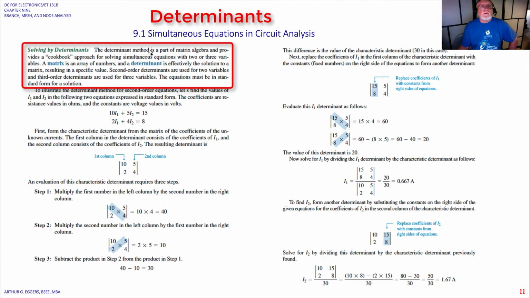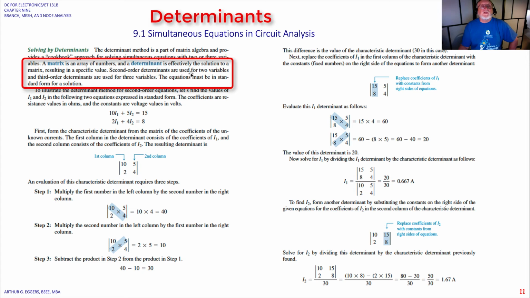So the determinant method is a part of matrix algebra and provides a cookbook approach for solving simultaneous equations with 2 or 3 variables. A matrix is an array of numbers, and a determinant is effectively the solution to a matrix, resulting in a specific value.